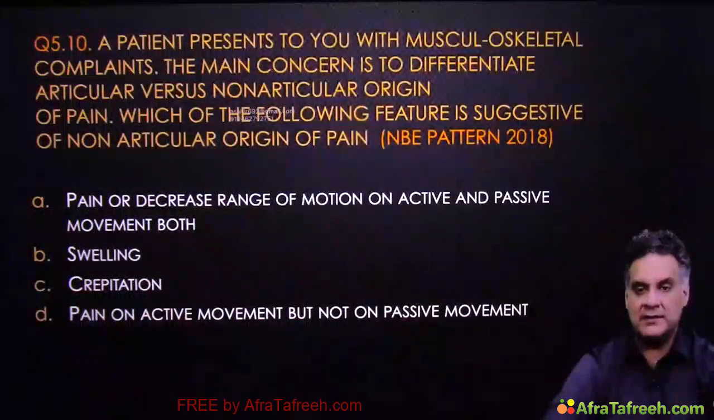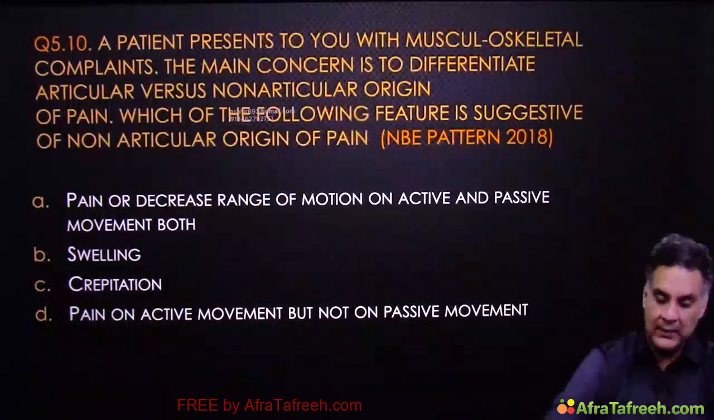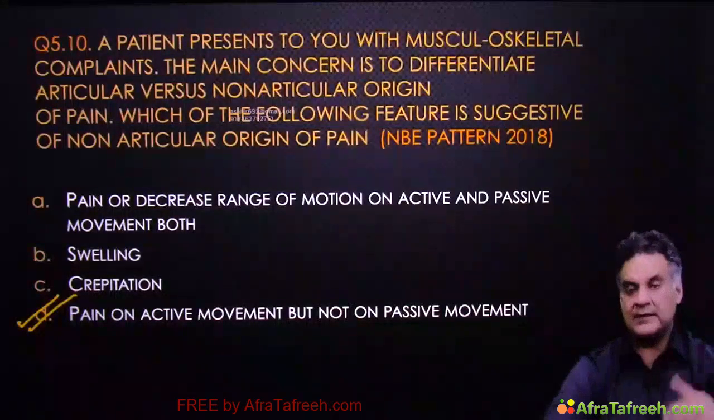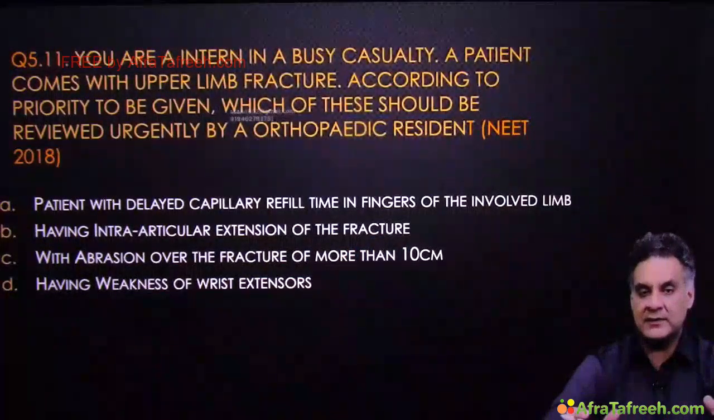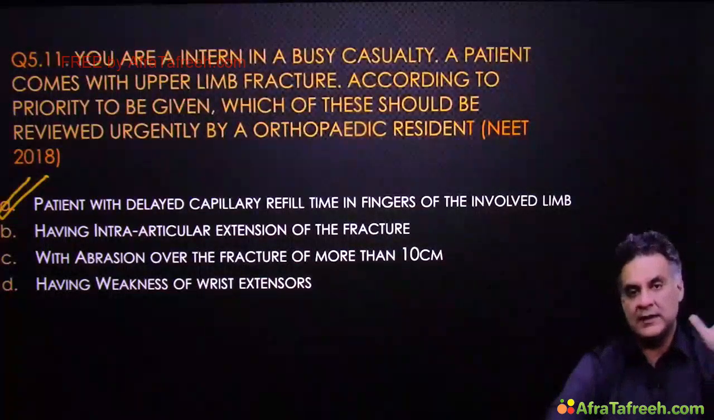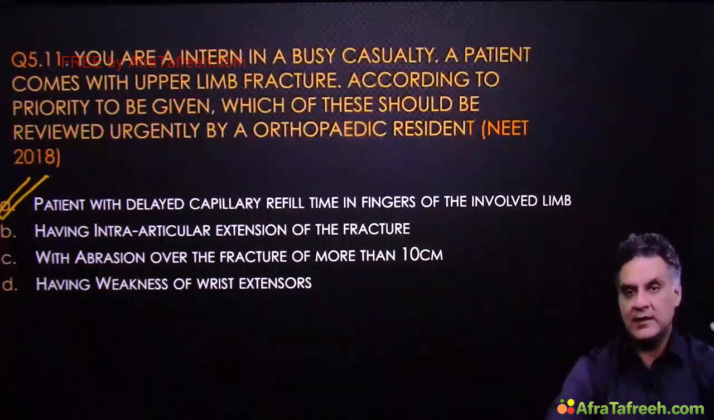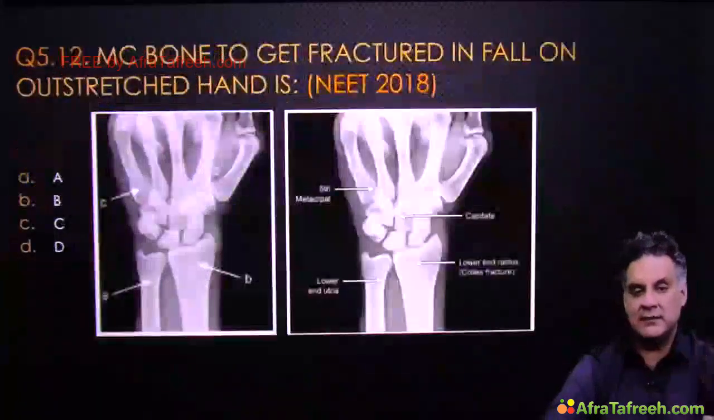A patient presented with a musculoskeletal complaint, the main aim is to differentiate articular versus non-articular. How will you do that? Remember, pain on active but not on passive movement is extra-articular. You are an intern, there is an upper limb fracture. Which priority will you give? The first thing I'll give is the vascular injury. That is the most important thing that I'll focus on. So on the priority, pelvic fracture, vascular injury, compartment syndrome, joint infection. So here there's a vascular injury, that's the number 1 priority.